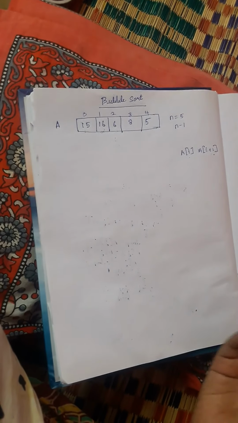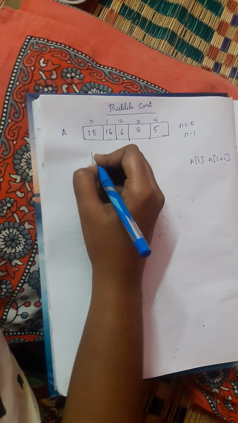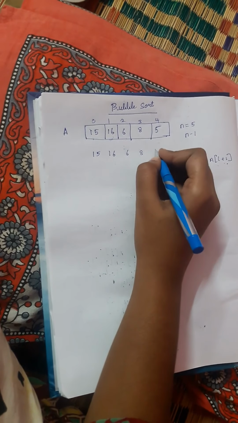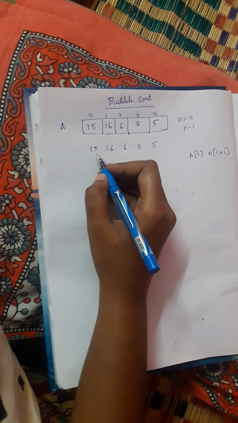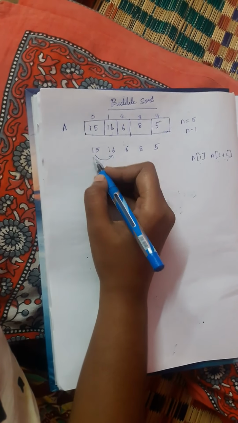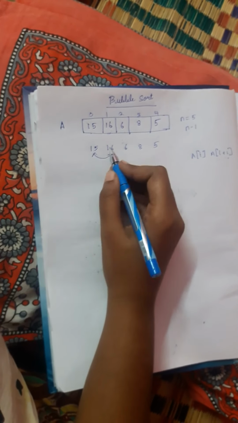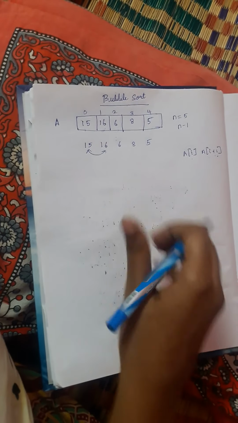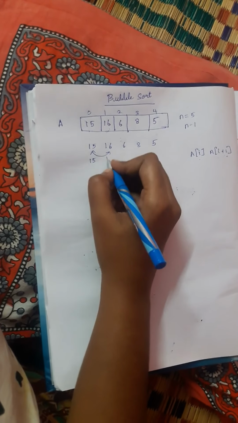We can go into a problem first. I will write these numbers here for understanding: 15, 16, 6, 8 and 5. This is your pass 1. In pass 1, as I said, I need to compare these two elements. First I am comparing these two elements, so there is no need of a shift. Anyway, I am going to write it for your understanding, each and every step, step by step. Next step, I will write these elements like that.